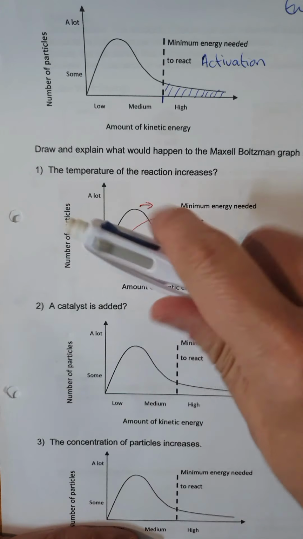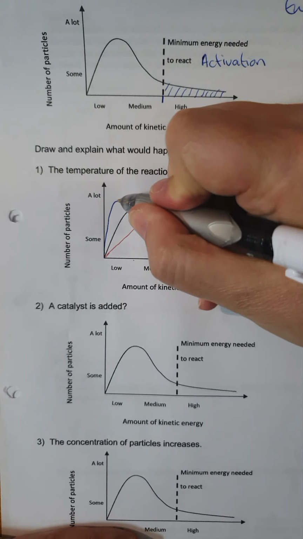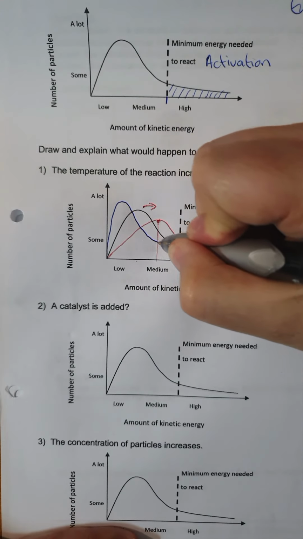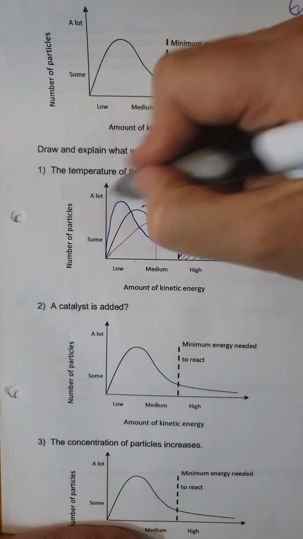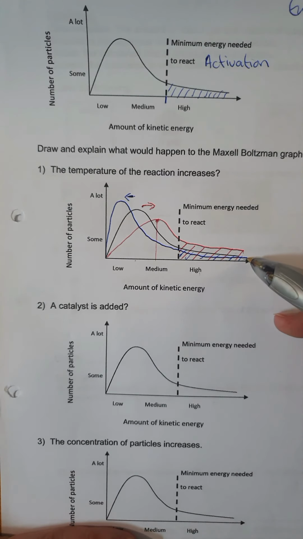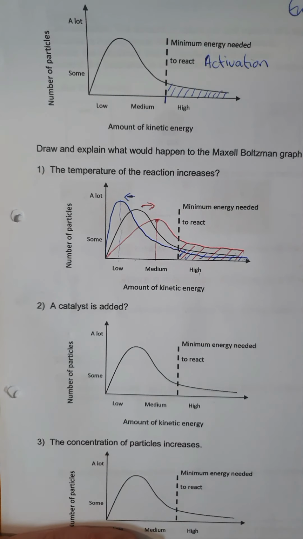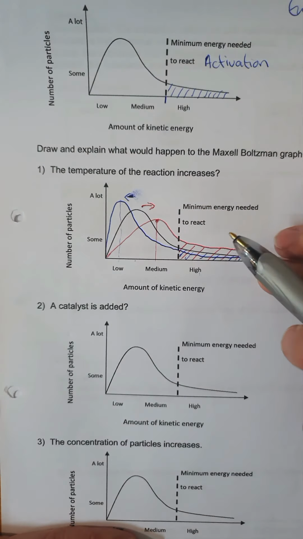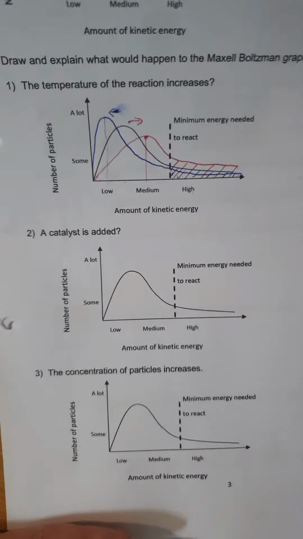The opposite is true. If you decrease the temperature, you're going to get a higher peak over here, and it's going to shift that way. Look at our small little area under there now that we've decreased the temperature. Most of our particles have low energy. Please don't worry about drawing the blue one. Rather just keep to the red one. You can always do the opposite if you need to.